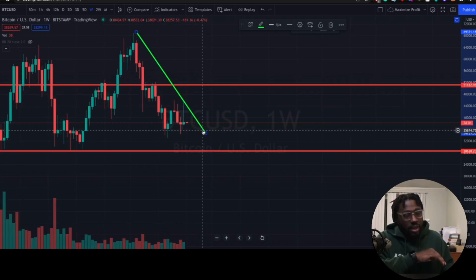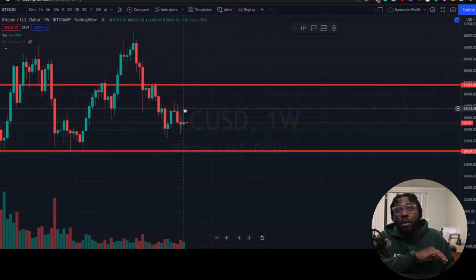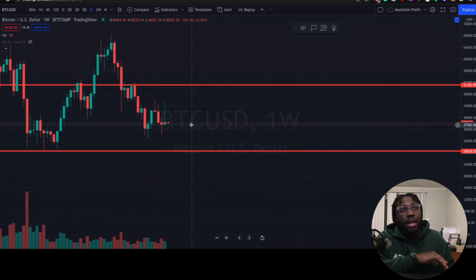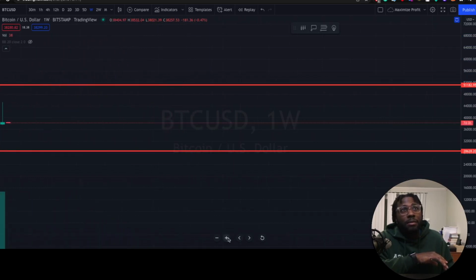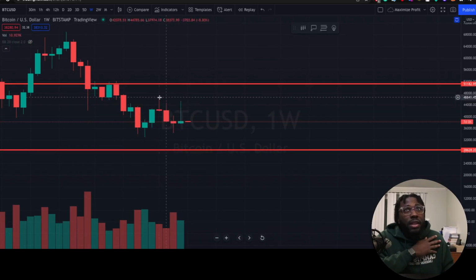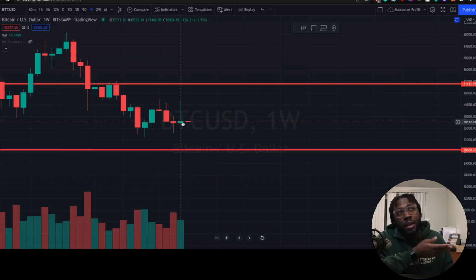Now let's talk about last week. Looking at this particular candle, let's zoom in a bit. We can see that we had a lot of buyers step in. How do I know the buyers stepped in? The candle is green, and then we see that body closure.